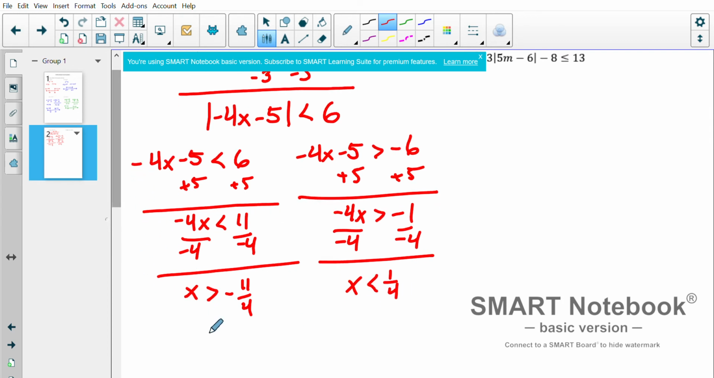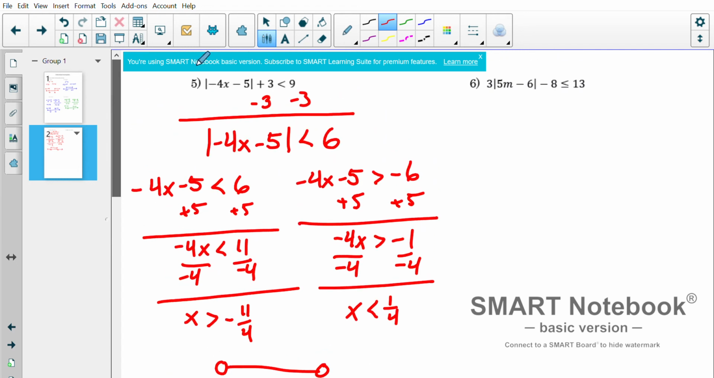So from here, we would go ahead, create our number line. Negative 11 fourths on the left, 1/4 on the right. Open dot going right, open dot going left. So these would connect from open dots. And last one.